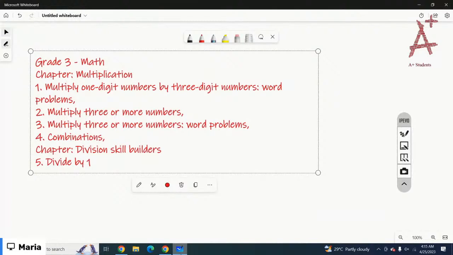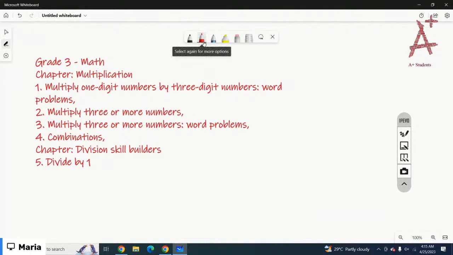We're going to start with grade 3 maths. You can find all the lessons on aplusstudents.com. You have to log in there using your email address and password provided by the administrator. Then you have to select math from the subject tab.